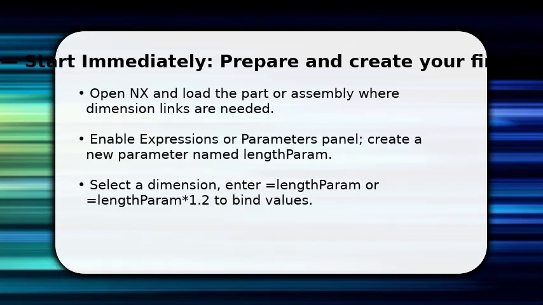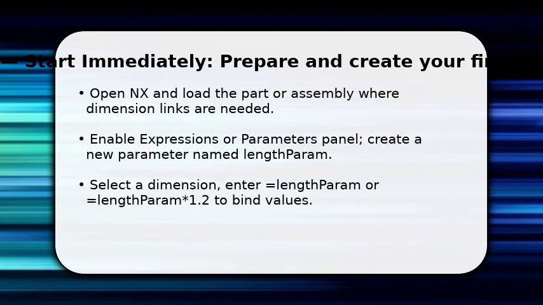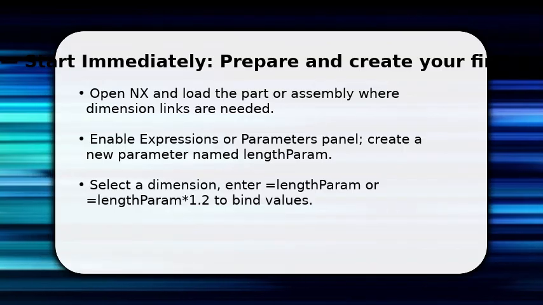You start by opening NX and locating the geometry you'll control. Make sure expressions or parameters is visible. Create a clear parameter name, for example length param, and set its initial numeric value. Next, select the target dimension and type equals length param, or include a simple formula like equals length param asterisk 1.2 to scale. Once done, press enter and confirm the update.